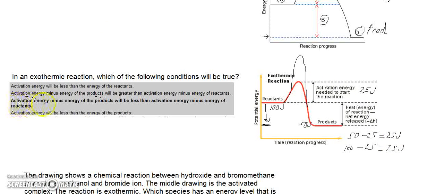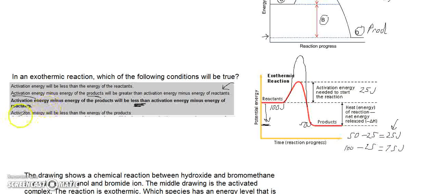This one says activation energy minus energy of the products will be less than activation energy minus energy of the reactants. So it's saying the same thing as this one right here, but it's just saying less than. So that is true because activation energy minus products is 25, activation energy minus reactants is 75, and so yep, the products is less than that of the energy, activation energy minus the reactants.